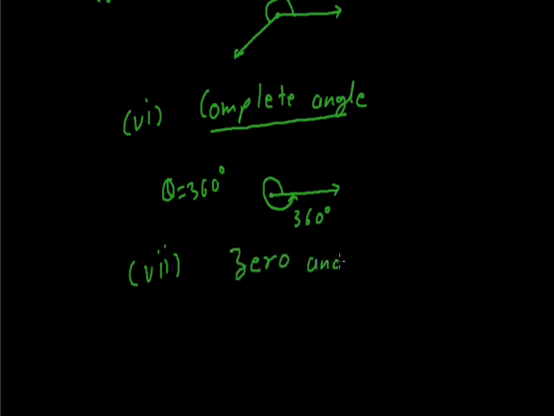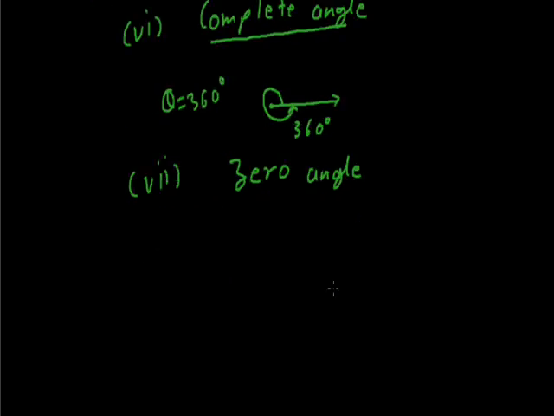Zero angle. Zero angle means that is without any rotation. This is a ray, this is the initial position of the ray and this is also the final position of the ray. So here the angle is 0 degree, or you can say theta is 0 degree. When there is no rotation of the ray, then the angle is said to be a zero angle.